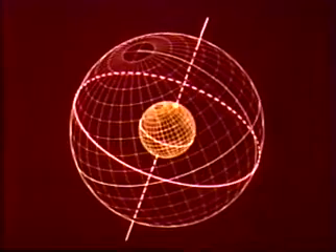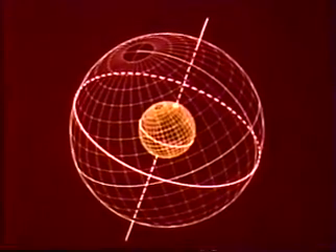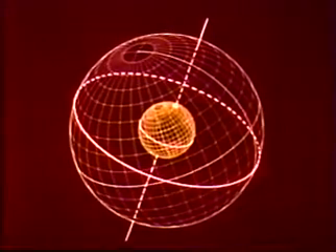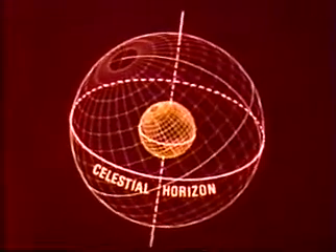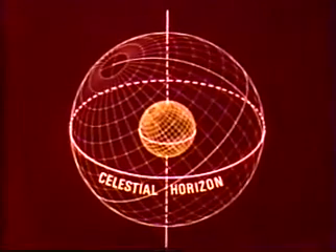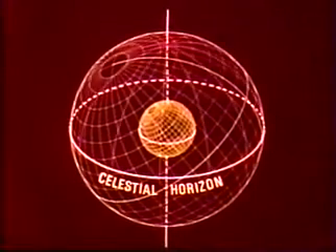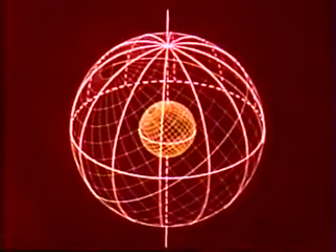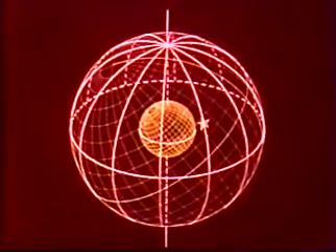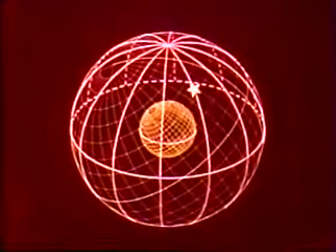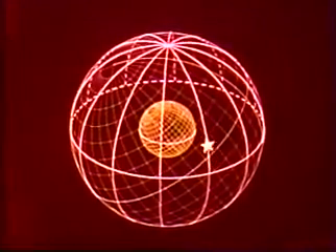A great circle plane perpendicular to the zenith-nadir axis is called the celestial horizon. In effect, we are creating a new reference system with your position at the center. Great circles containing the zenith-nadir axis are called vertical circles. Now we must determine where the celestial body is on the vertical circle.